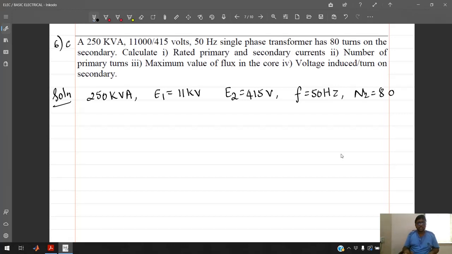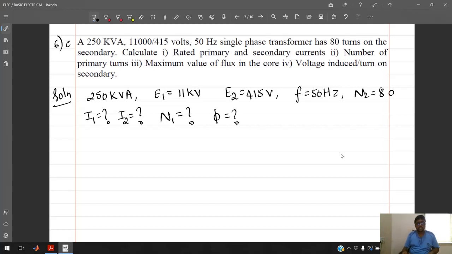You need to calculate, for the first sub question, what are the primary and secondary currents. I1 is equal to question mark, I2 is also equal to question mark. Then the second part of the question, that is the number of primary turns, you need to calculate N1. Next, you need to calculate what is the maximum flux of the core. Phi is equal to, you need to calculate.